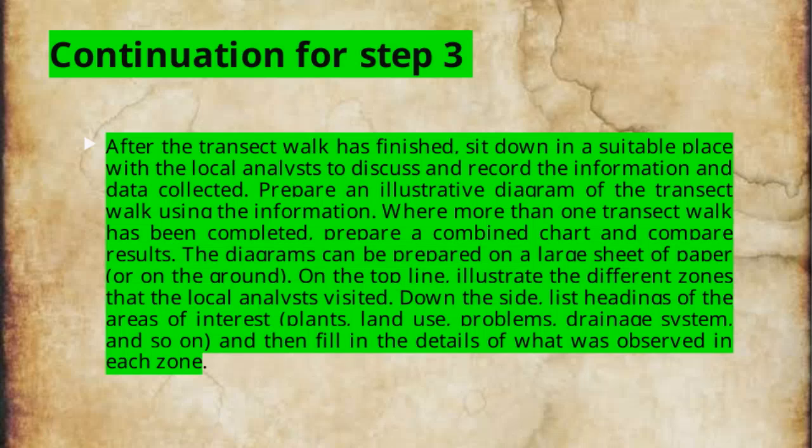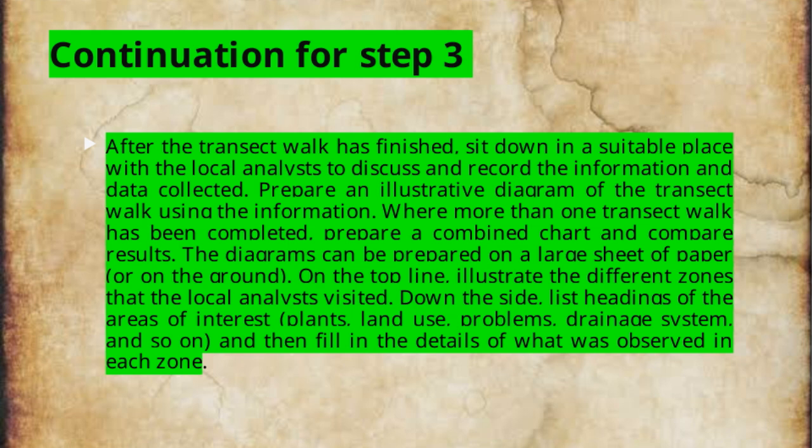Now that we've completed the transect walk, it's important to sit down with the local analysts in a suitable place. This is where we discuss and record all the information and data we've collected during our walk. One effective way to do this is by preparing an illustrative diagram of the transect walk using the details we've gathered. If we've carried out multiple transect walks, we can create a combined chart to compare the results across different areas. These diagrams can be drawn on a large sheet of paper or even directly on the ground, which helps us visualize the data clearly.